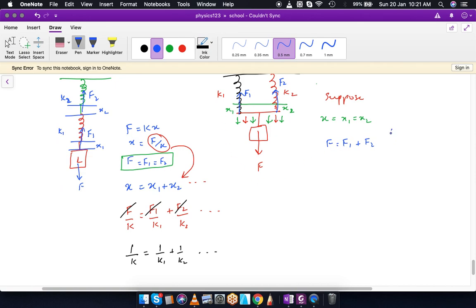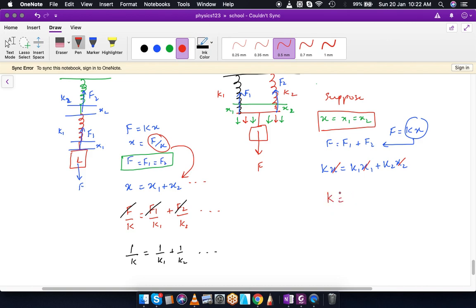Now, since we know that F is equal to kx, this value can be substituted in this equation, and then it would be kx is equal to k1x1 plus k2x2. Now we should understand that we are trying to have the same extension in both of the springs, so we can cancel out the extensions, and then we get a simple concept, and that is that the spring constants of all the springs that are in parallel can be added together to give you the combined spring constant for the system, right? Not an individual spring.